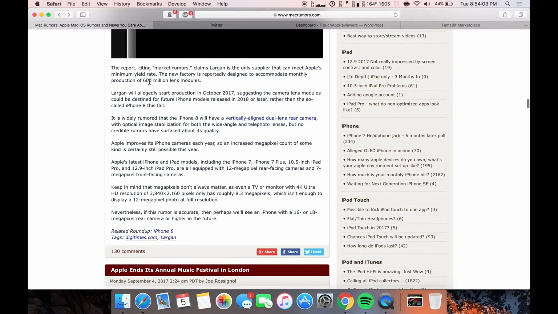So let's scroll down here and take a look. Really the only thing that's worth noting in this entire story is that, well, there's two things. First thing is that these rumors claim that Largan was the only supplier that could meet Apple's minimum yield rate, which means obviously this is not a super easy lens to produce. It also needs to be mass produced. There has to be a ton of these in production, and Largan was the only one that could do that. And the other thing is that it will allegedly start production in October 2017, which obviously means it's not going to be in this year's iPhone.